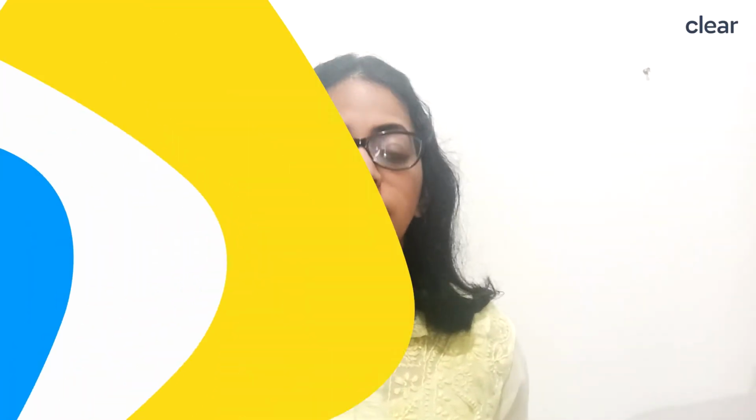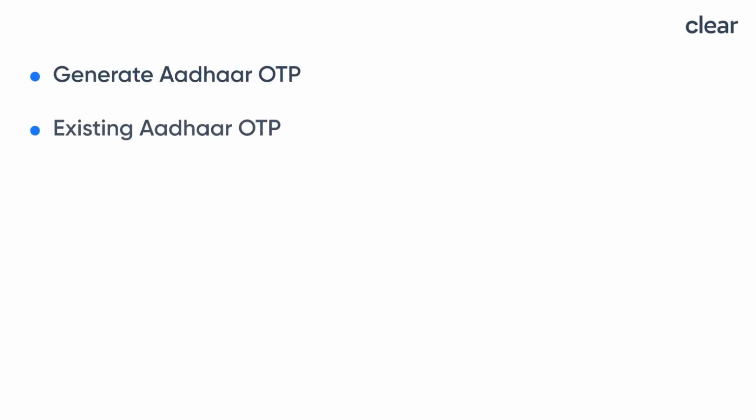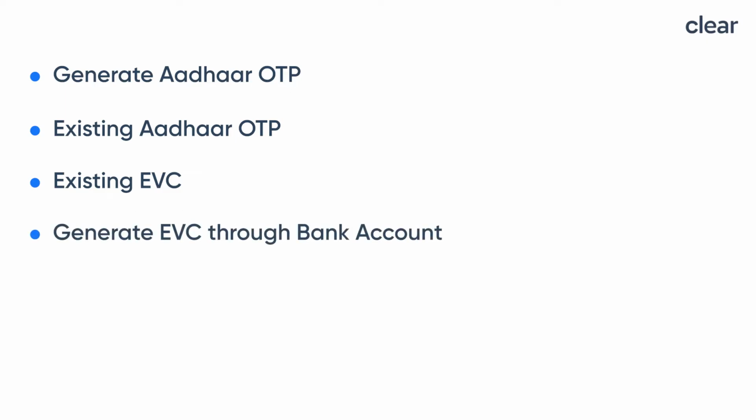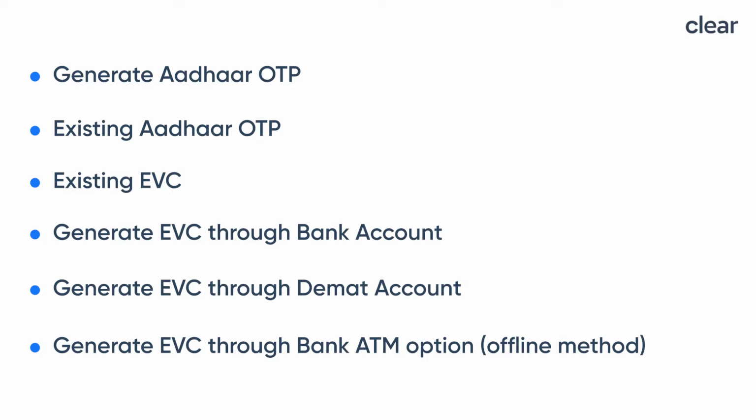If you are e-verifying within 120 or 30 days time limit, then you can e-verify through any of these options after logging into your account. These options are generate Aadhaar OTP, existing Aadhaar OTP, existing EVC, or generate EVC through bank account or Demat account or through bank ATM option. Now let us see how you can e-verify using all these methods after logging into your e-filing account.